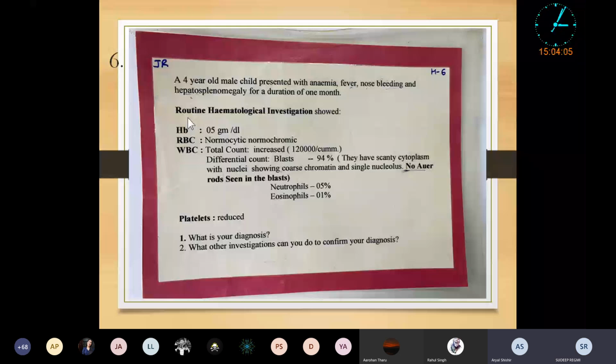ALL, sir. ALL. Can you please tell the full form of ALL? Acute lymphocytic leukemia. Okay. So whenever you talk, please do not say the short form. You should always tell the full form of all the abbreviations. Okay, sir. Why do you tell that it is ALL or acute lymphoblastic leukemia? Because it is presented in a 4-year-old child. There are no Auer rods seen.